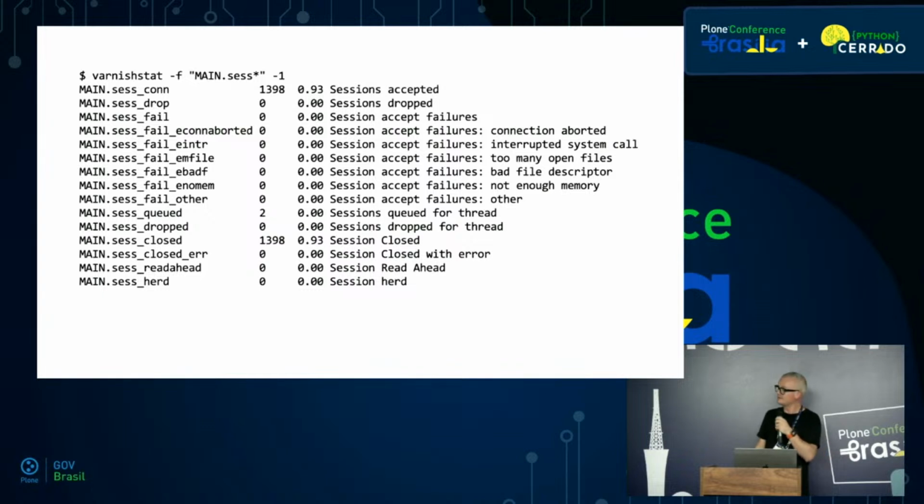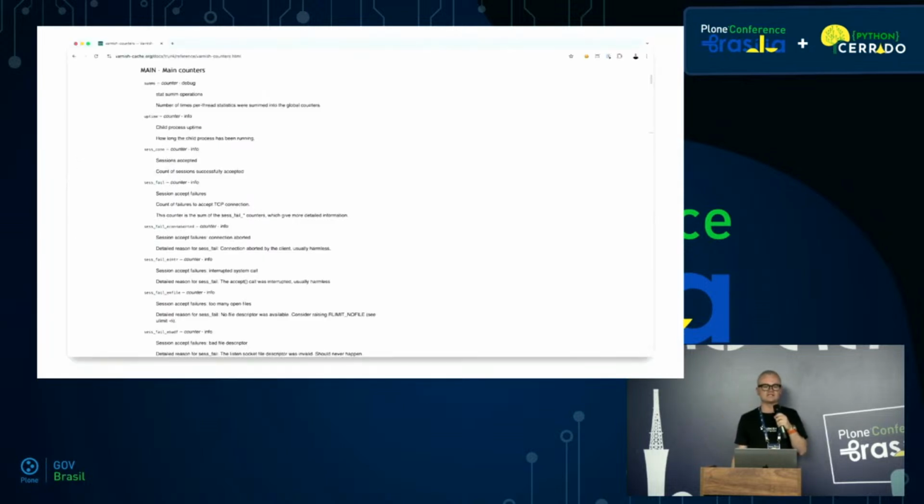What we can learn from it, if the font size is okay, is that there are 1,398 sessions being opened and they're being closed, and only 2 were queued, but there are no errors. Pretty decent. If you want to know the meaning of every single one of these counters, again, Varnish Cache has a good reference section there.